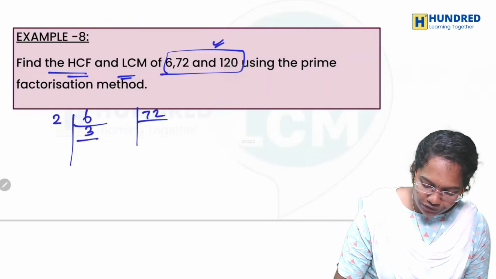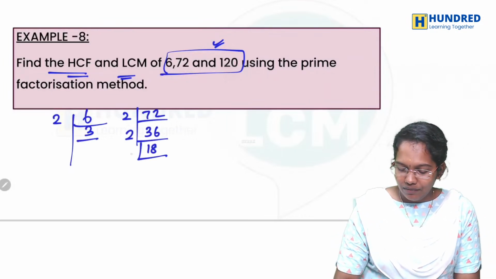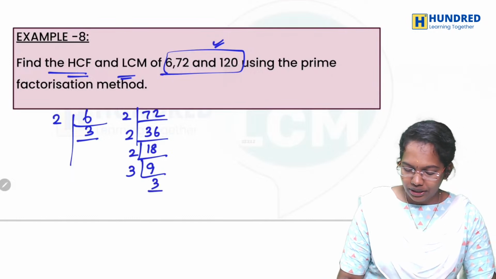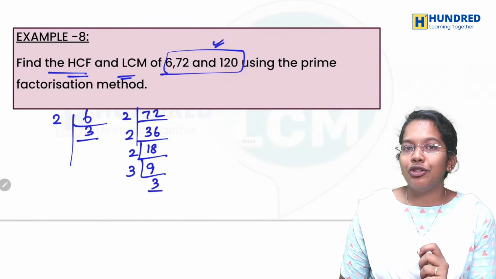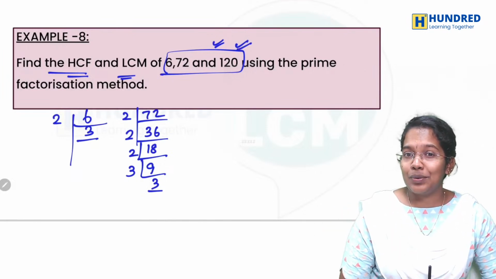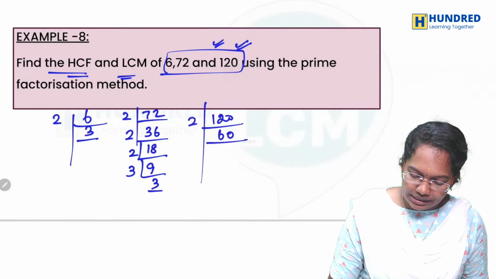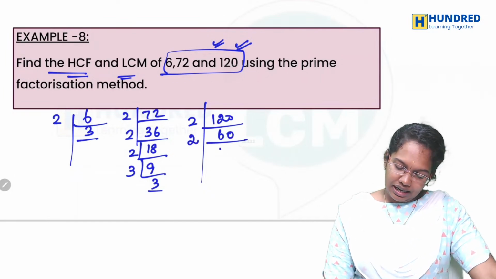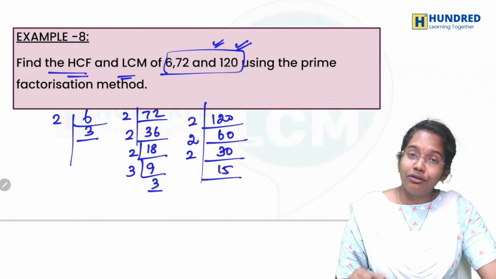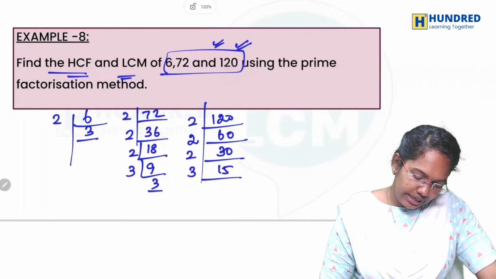For 72, it will be 2 times 36, then 2 times 18, and then 2 times 9, and then we go with 3, so 3 is the factor. After this, we have to find the factors for the last number, which is 120. For 120, it will be 2 times 60, and then 2 times 30. Going again with 2, it is 15. Again you have to go here with either 5 or 3, but you should choose the least number. So here it is 3, then 5.